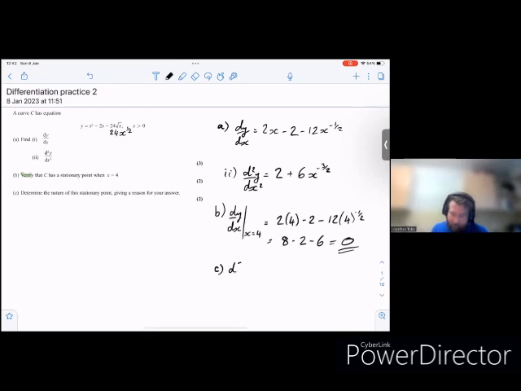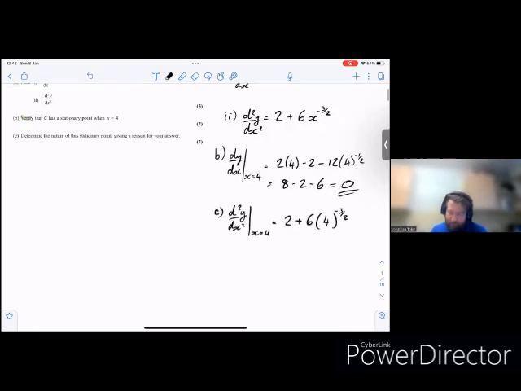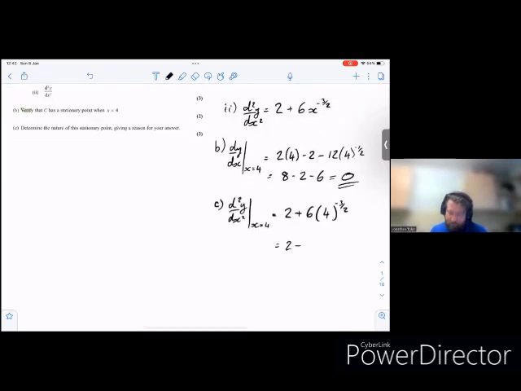So if we sub in x equals 4 to the second derivative, we get 2 plus 6 times 4 to the minus 3 over 2, which equals 2 plus, okay, the square root of 4 cubed is 8, so that becomes 6 over 8, which is positive. So we're dealing with a minimum.